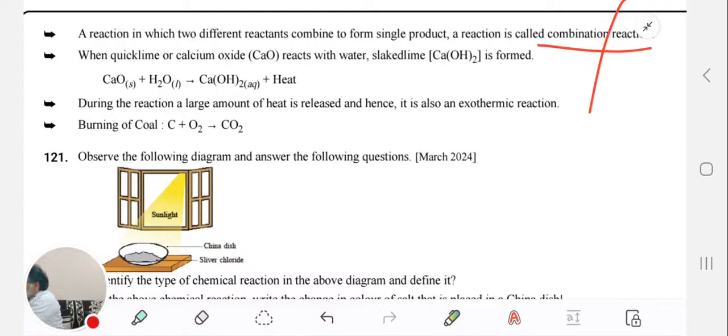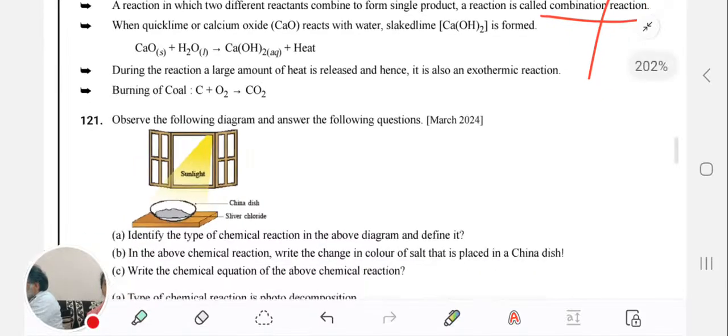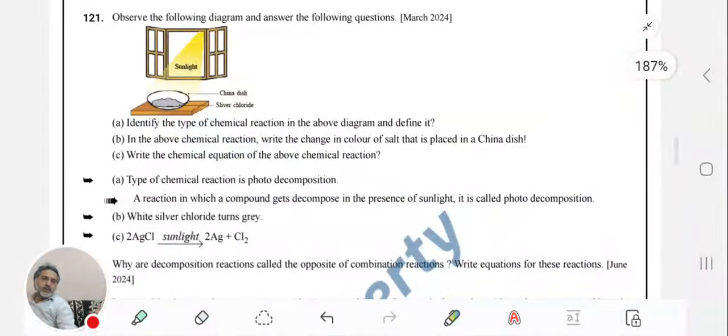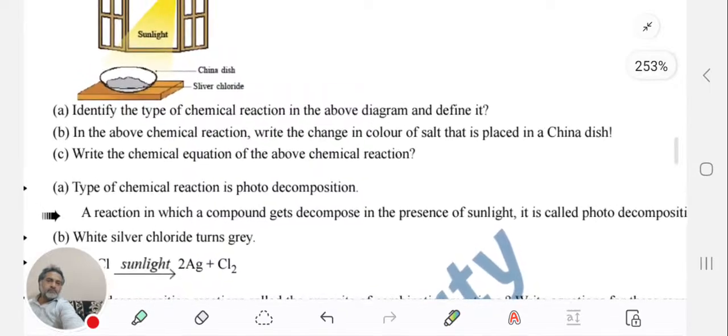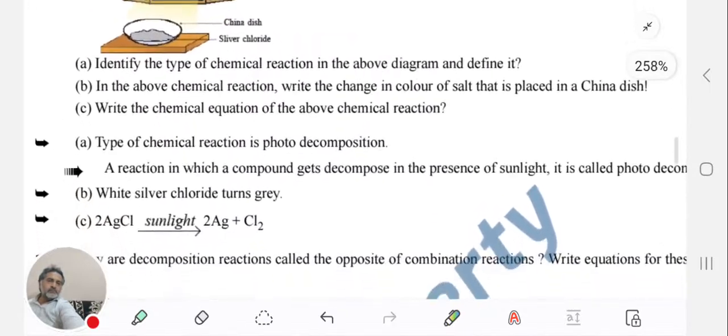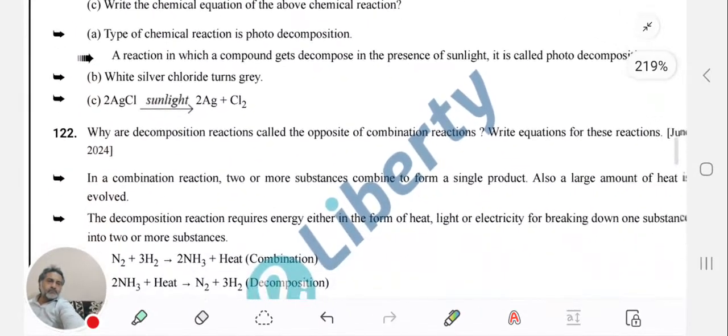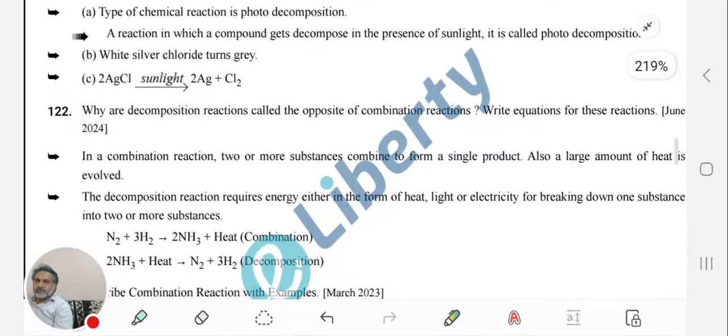Question 121. Observe the following diagram and answer the following questions. A. Identify the type of chemical reaction in the above diagram and define it. The answer is: the type of chemical reaction is photodecomposition. A reaction in which a compound gets decomposed in the presence of sunlight is called photodecomposition.